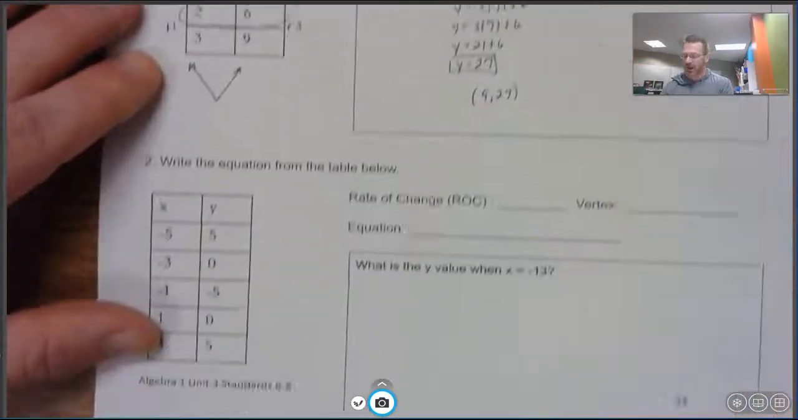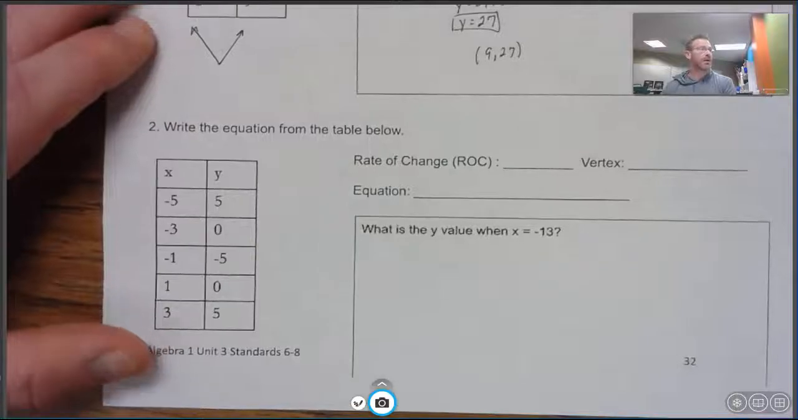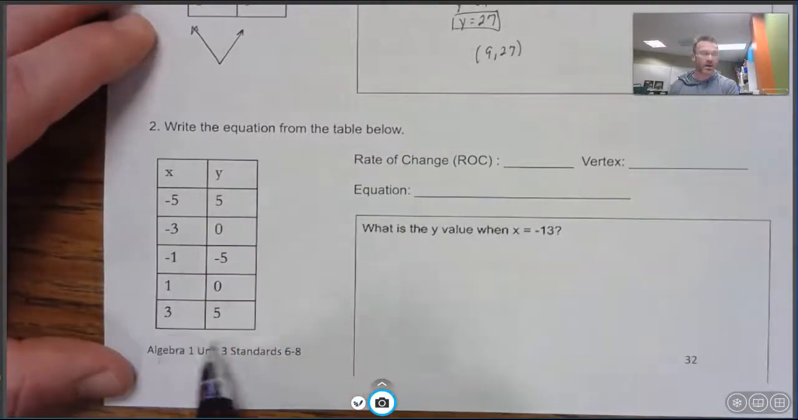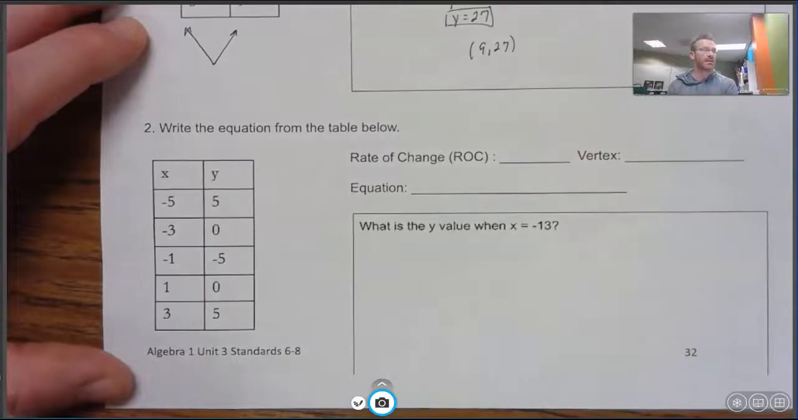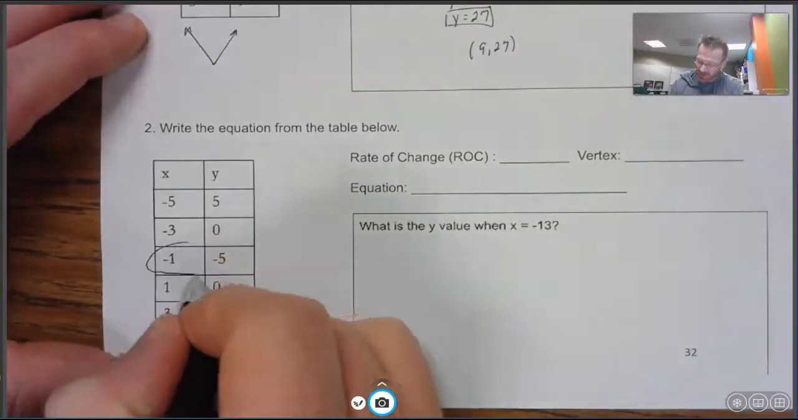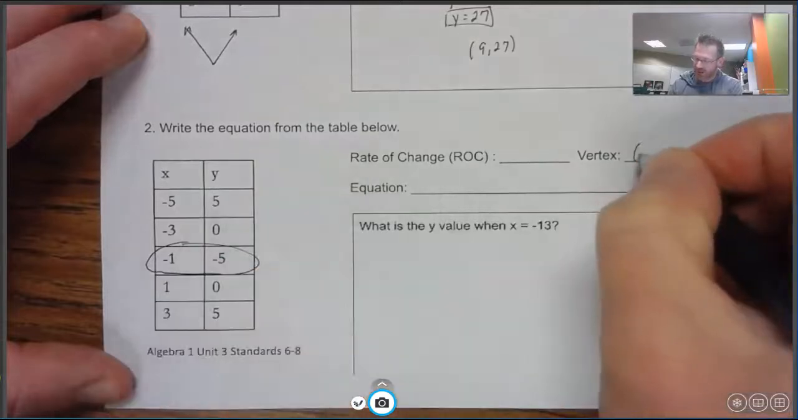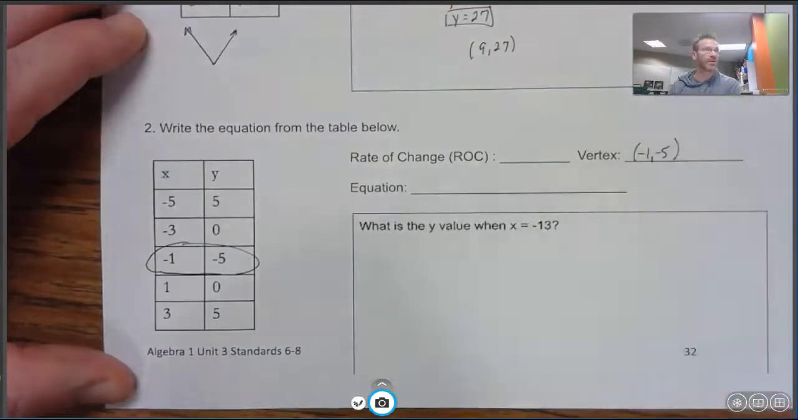Let's jump down to number 2. Same thing. Let's scan our table, and if you see a turning point, go ahead and circle it. I will do the same thing here. I see that we have a turning point at -1, -5. That's my vertex, so I'm going to go ahead and fill that in.